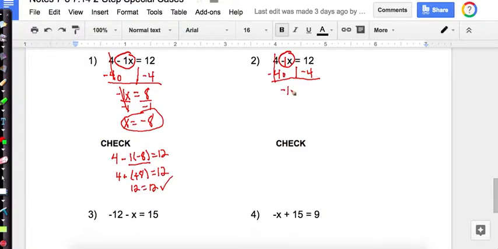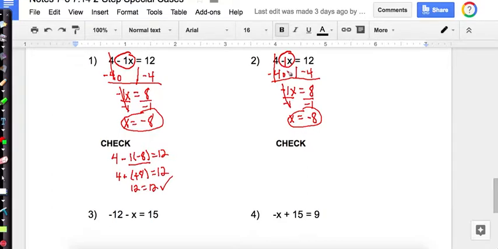Bring down -1x, because remember the minus sign is there. What's 12 minus 4? 8. And what's the opposite of multiplication? Division. So I'm going to divide both sides by -1. -1 divided by -1 is a 1 in disguise. And 8 divided by -1 is -8. So once again, I got the same answer because it's really the same problem. I wanted to show you that these were the same problem.